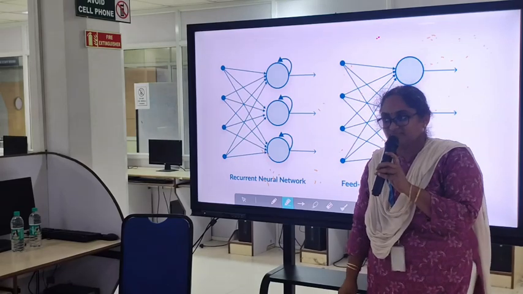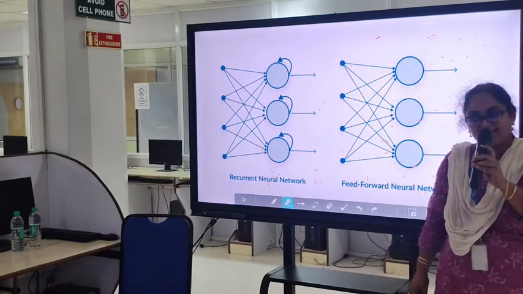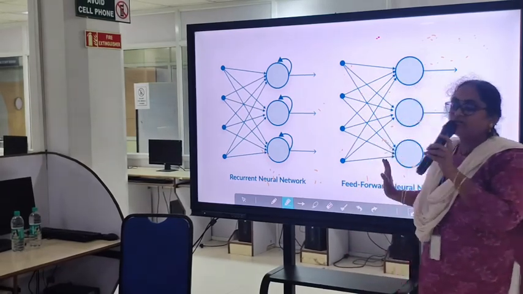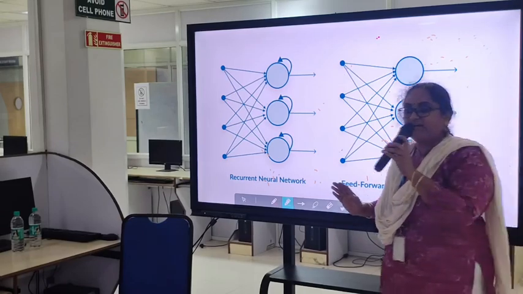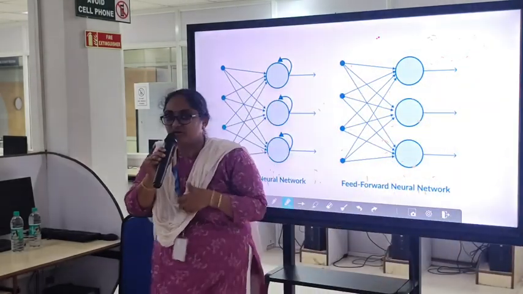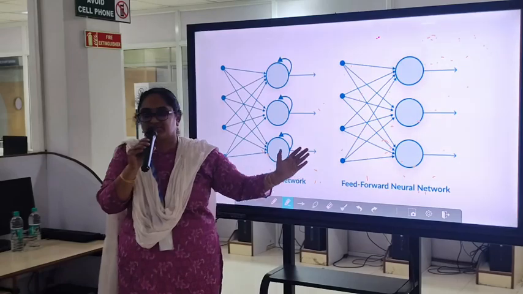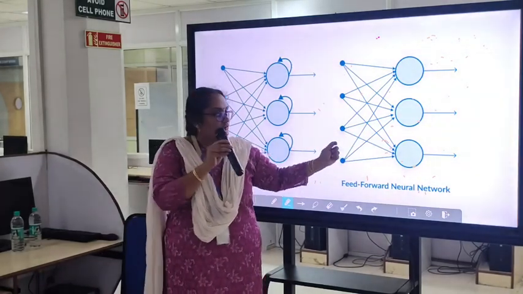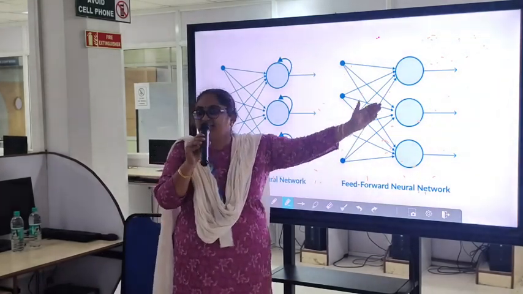Previous plus current information. Yeah, correct. So actually, in a feed-forward neural network, the weights will be propagating. The error will be propagating only in one direction, that is in the forward direction, from the input to the hidden layer to the output.